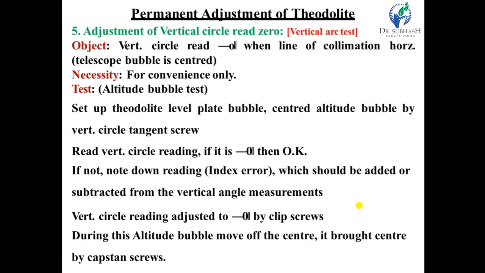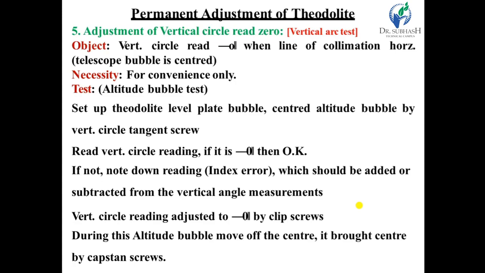Adjustment of vertical circle to read 0. The objective is that the vertical circle reads 0 when the line of collimation is horizontal or the telescope bubble is centered. That adjustment is not a very important type of adjustment, but it is done for our convenience only for leveling purposes. This test is also called the altitude bubble test.